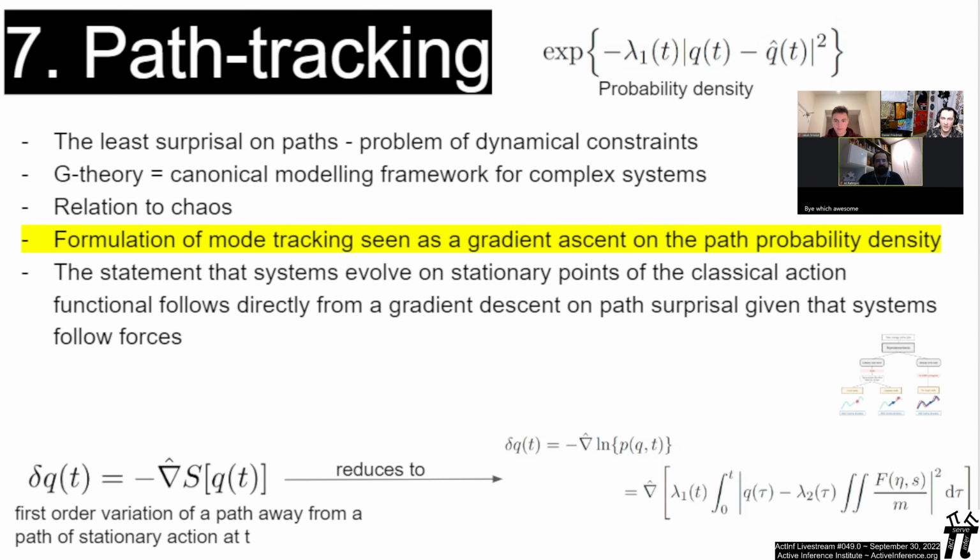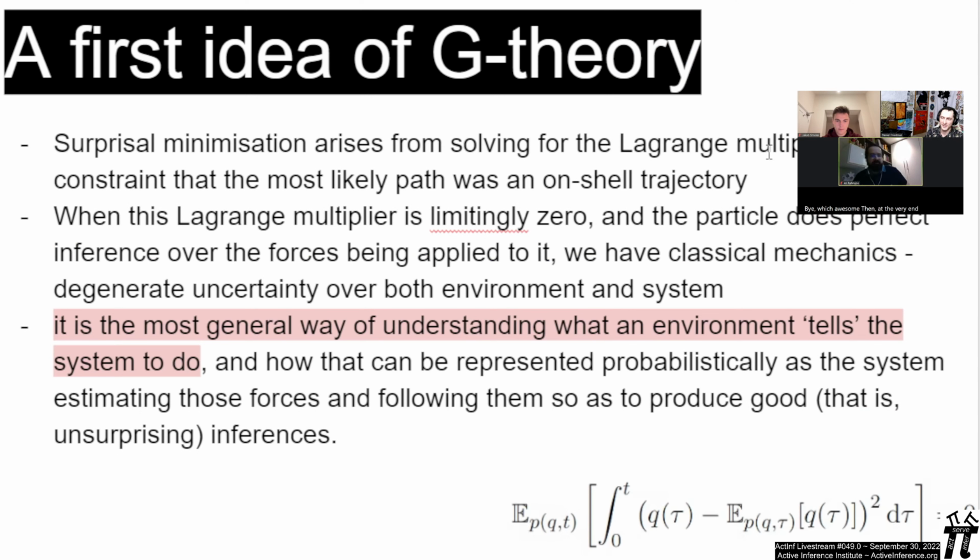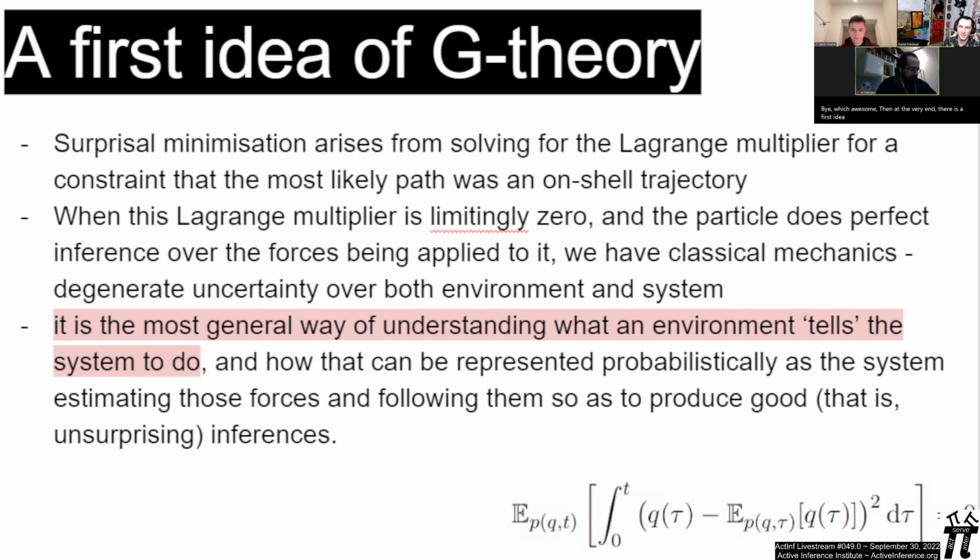Awesome. Then at the very end, there's a first idea of G theory. So just like variational free energy has F, equation 2.5 in the textbook, and expected free energy is G, equation 2.6 in the textbook, here we move from F, free energy principle, Friston, to G, beyond. And we'll talk more about this with Dalton. But if anybody wants to add anything, they're welcome to.